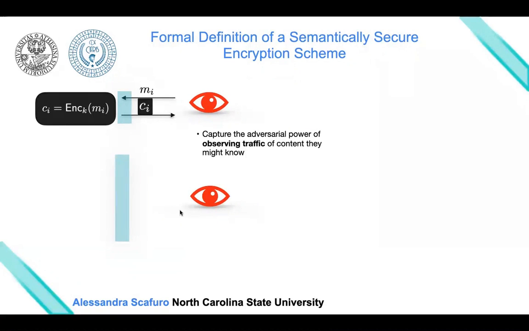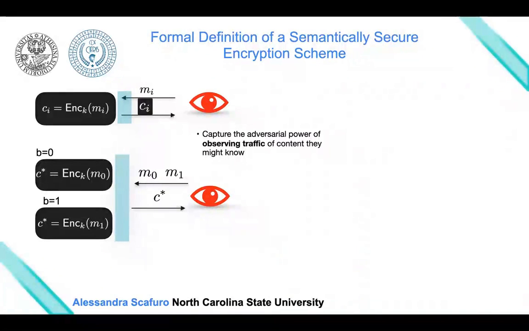So in the challenge phase, the adversary sends two messages to a challenger and receives the encryption of one of them. And the message that will be encrypted is chosen at random. And the goal of the adversary is to guess this bit. Okay, so we say an encryption scheme is secure if the probability that an adversary can actually guess the message encrypted in C star is not better than half.